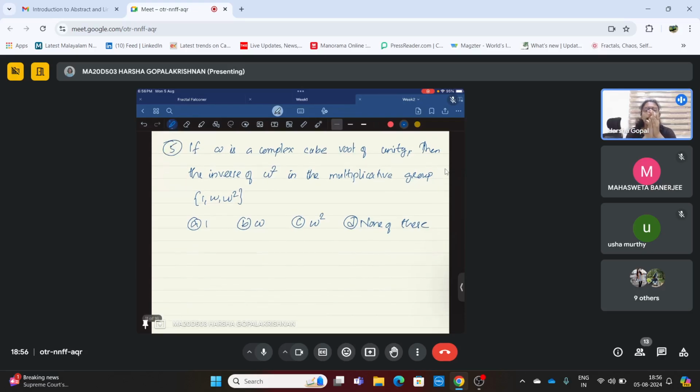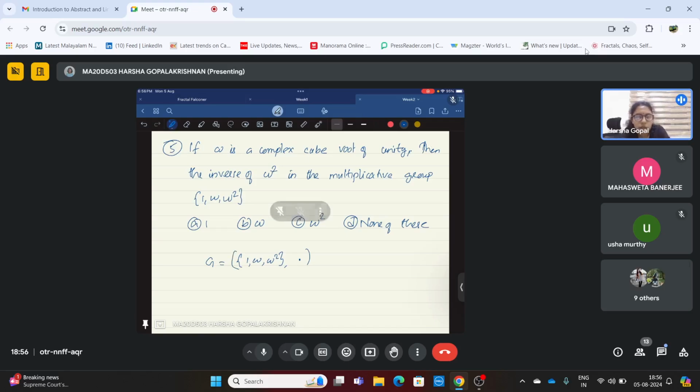Now again we are going to the complex cube root of unity, and the question is what is the inverse of omega square in the multiplicative group {1, omega, omega square}. So the group is actually 1, omega, omega square with the operation usual multiplication.